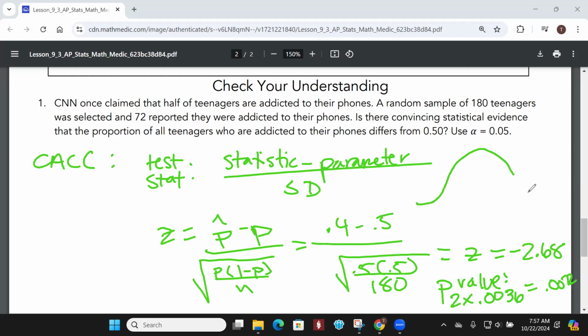We draw our lovely curve. It does not have to be perfect. Okay. Voila. 0.0072. And then now we're going to conclude.